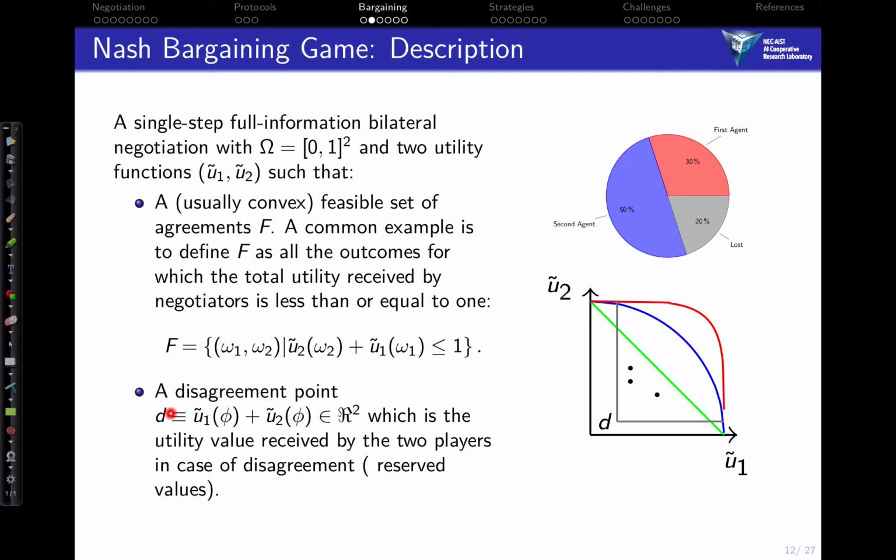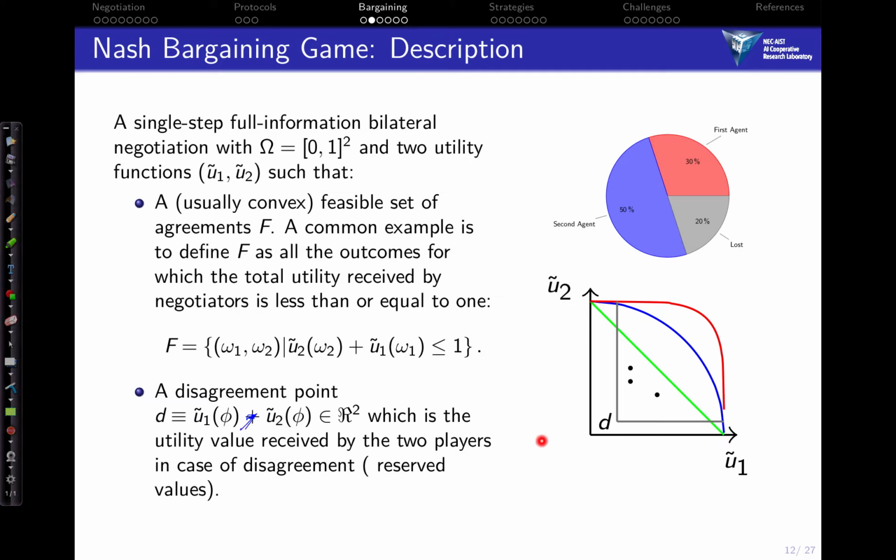The disagreement point is defined as the utilities of the two agents when there is no agreement. Okay, so that's the utility value received by the two players in case of disagreement, and this sum means that is the total welfare. You can define the disagreement point as a point in 2D space. In this case, this agent had this utility as a reservation value, and this agent had this utility as a reservation value, so that's the disagreement point. Actually, in this case, we should say that D is not a sum. It's actually a point, a two-dimensional point. Okay.